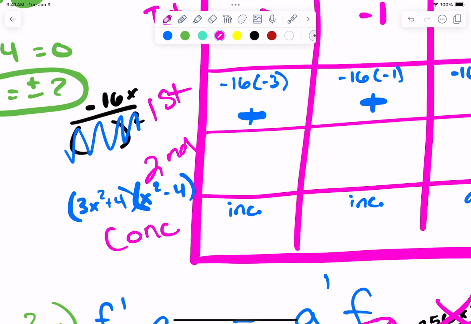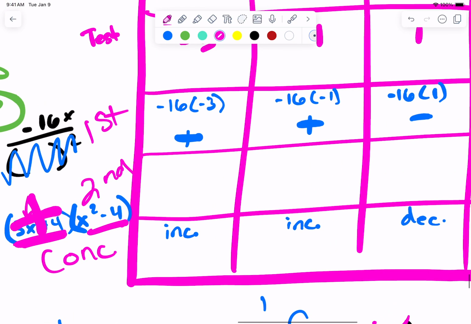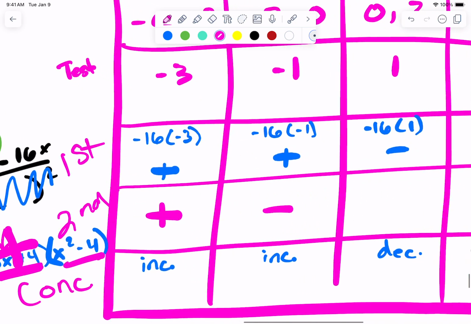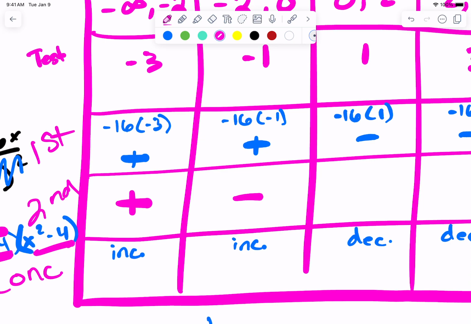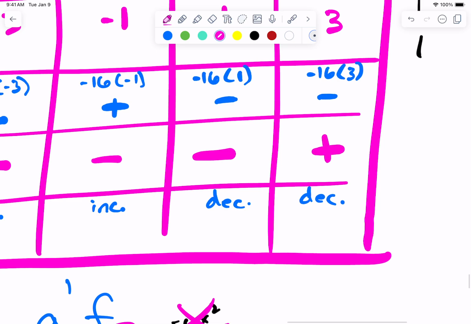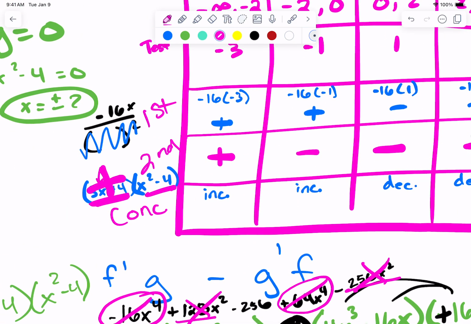Okay. Wonderful. Guess what? This guy right here, check him out. If you take a number and you square it and multiply it by 3 and then add 4 to it, it's always going to be positive. So I only have to look at x squared minus 4. If I have -3 and I do -3 squared minus 4, positive, because it's 9 minus 4. -1 squared minus 4 is -3, so it's negative. +1 squared minus 4, negative. +3 squared minus 4, positive. Do you guys see how we took those shortcuts? Yeah, now I'm with you.